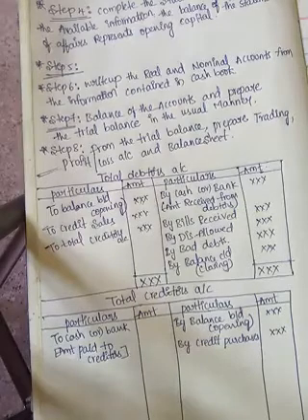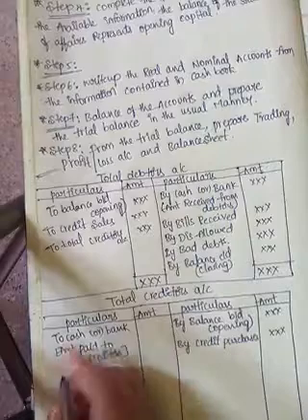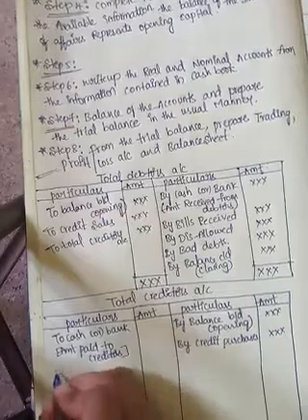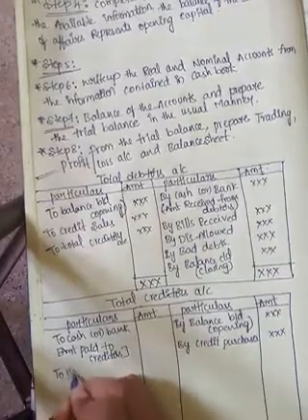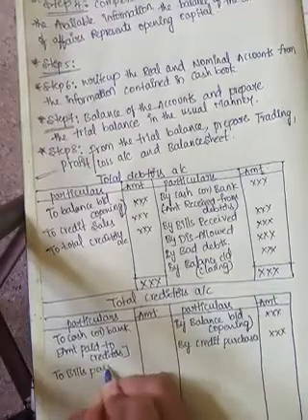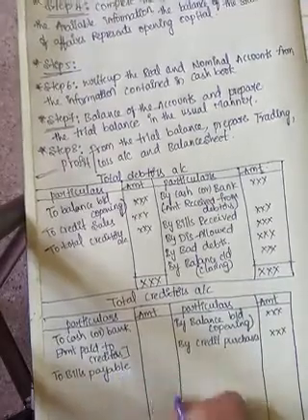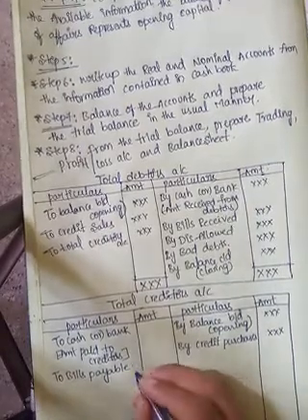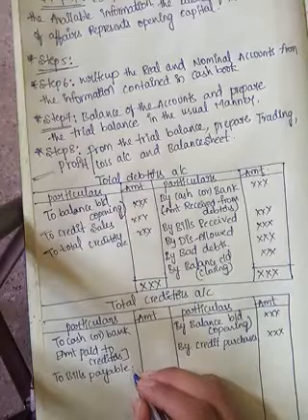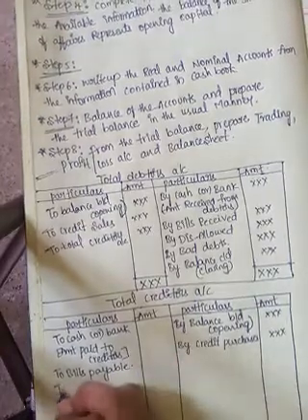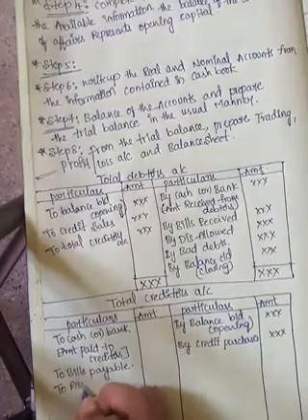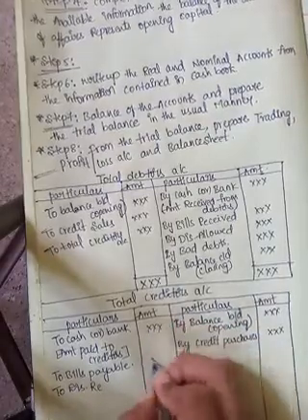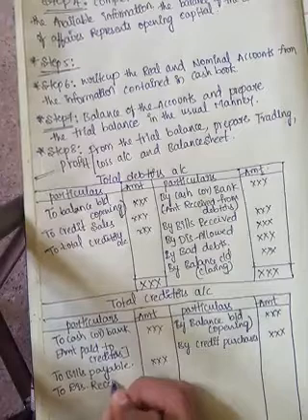Next is to bills payable. On the debtors side it is bills receivable; on the creditors side it is bills payable. That will come under the debit side: to bills payable accepted. Next is to discount received.